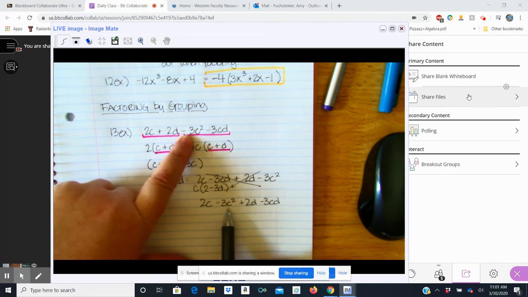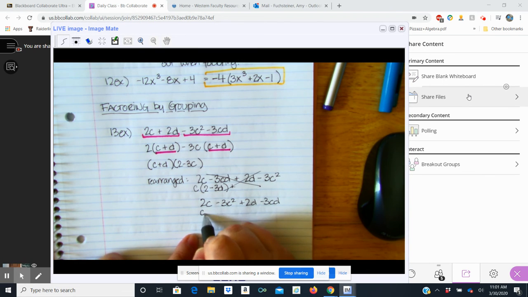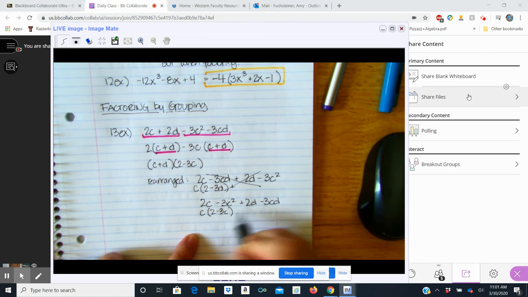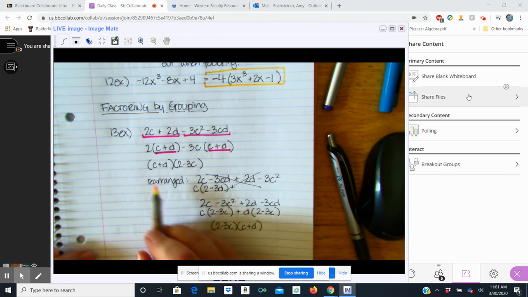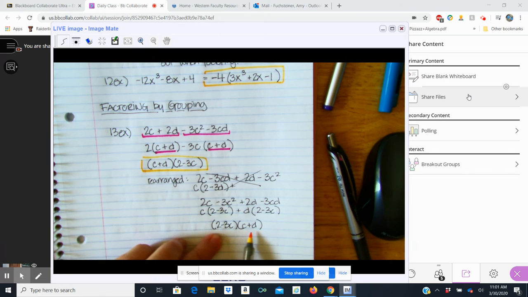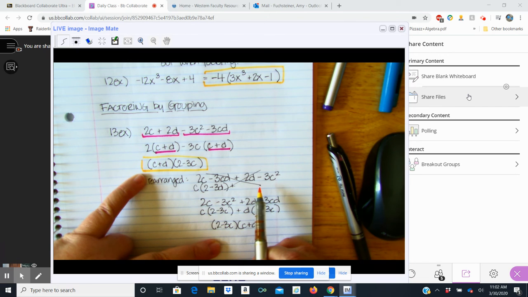if I put the 2C with the minus 3C squared and the 2D minus 3CD, now I can pull out a C, and I can pull out a D. And do you see how I get the same answer as before? So it is possible to choose different pairs or partners and get the correct answer, although it's not always the ones you think right off the bat. Does that help? Okay.